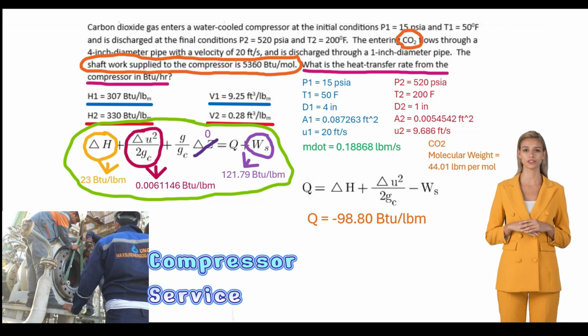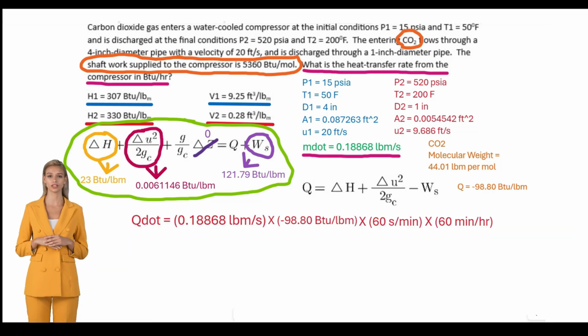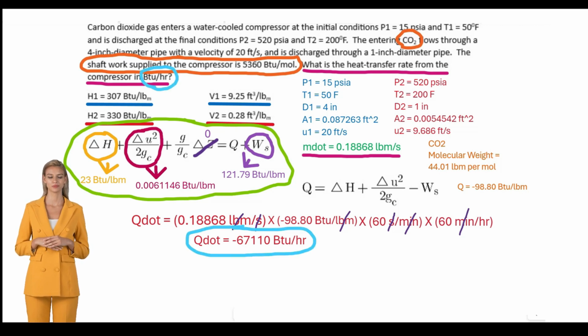The problem wants the heat transfer in terms of British thermal units per hour. The new derived value for heat transfer can be converted to British thermal units per hour using the mass flow and converting seconds to hours. Solving for the heat transfer rate in terms of British thermal units per hour equals negative 67,110 British thermal units per hour. The value is negative because it is heat leaving the system, which is heat produced by the compressor. This is the final answer for this problem.